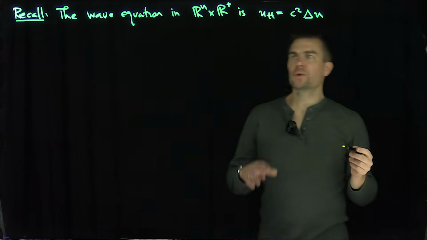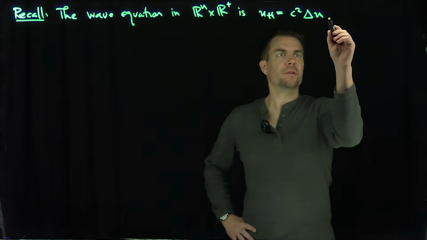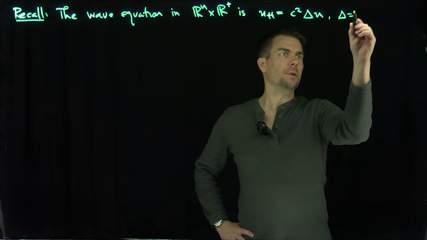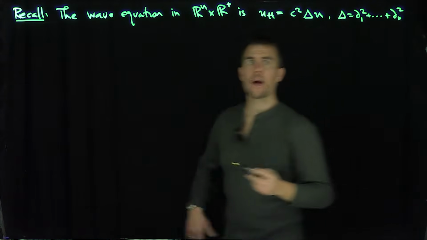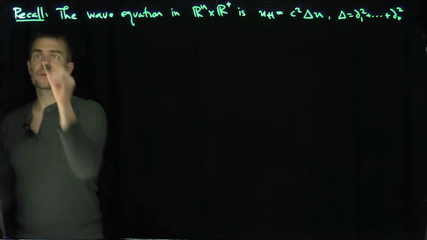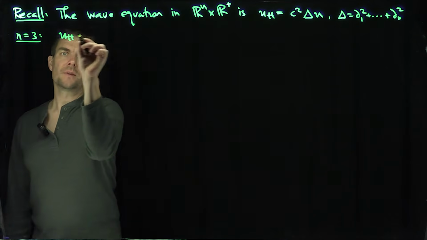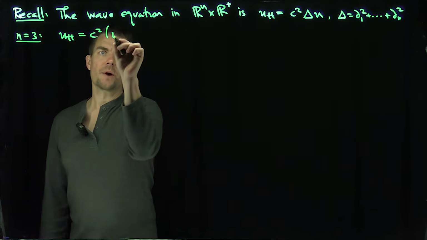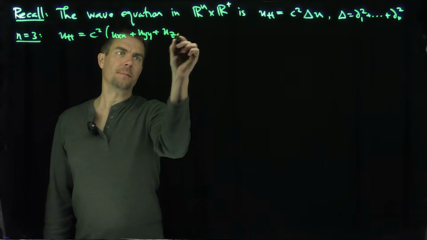And so now what we want to do is say, in this case the Laplacian is just the sum of these derivatives, d1 squared all the way down to dn squared. We're going to focus on a special case, when n is equal to 3, in 3 dimensions. We have u_tt equal to c squared times u_xx plus u_yy plus u_zz.